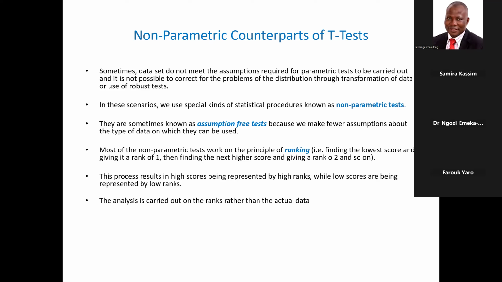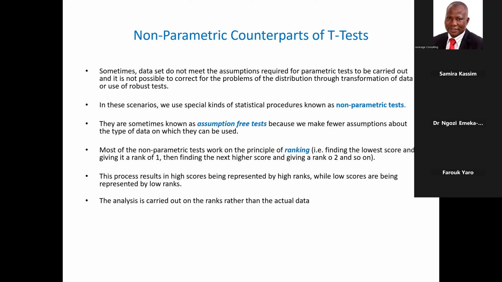Okay, we discussed three types of t-test yesterday: the one sample t-test, the independent sample t-test, and the paired sample t-test. Each of them has a non-parametric counterpart. That is, if the conditions are not met for using them, you now use this non-parametric counterpart.